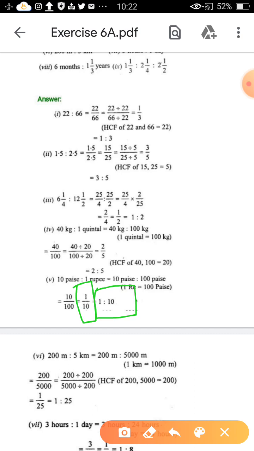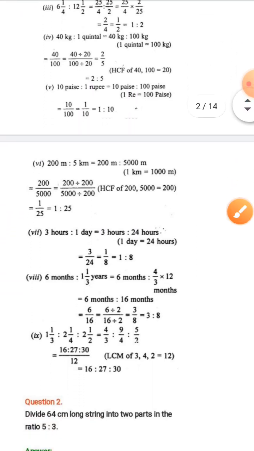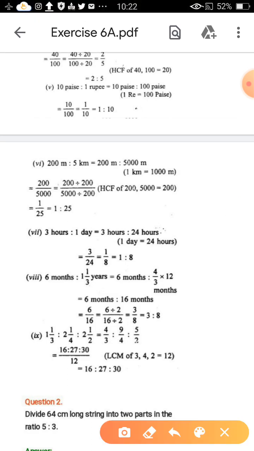1:10. Got the ratio. So the remaining problem you can do in the practice at home, or otherwise another one problem I will do it for you, which should be the difficult one, if you think. So here, question number 8.